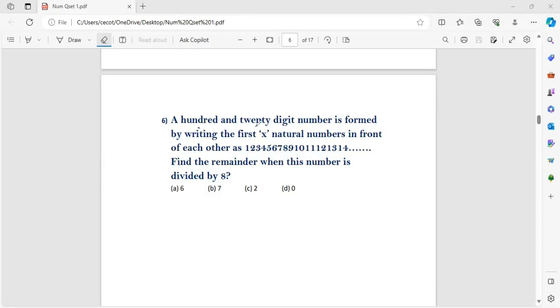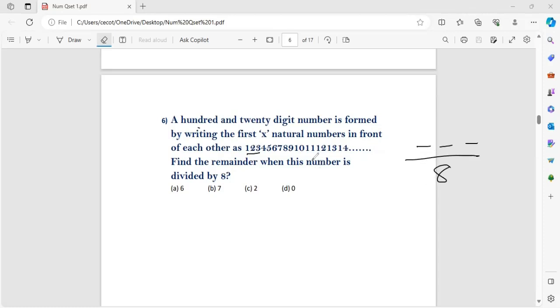So there is one 120-digit number. It's formed by using the first x natural numbers starting from 1. Now we are dividing that 120-digit number by 8. You're asked to find the remainder. So we know the divisibility rule of 8, isn't it? Yes, last 3 digits. So if you take the last 3 digits, divide by 8 and find the remainder, that's all. Now to find the last 3 digits, what should be done? Yes, exactly.